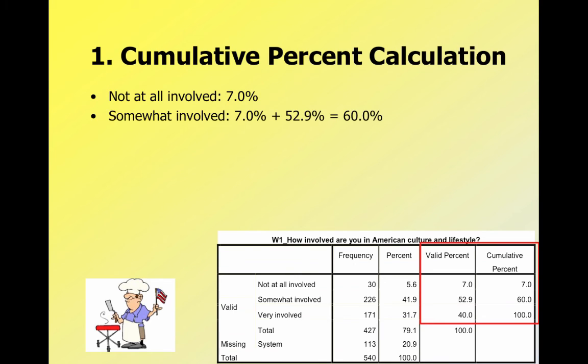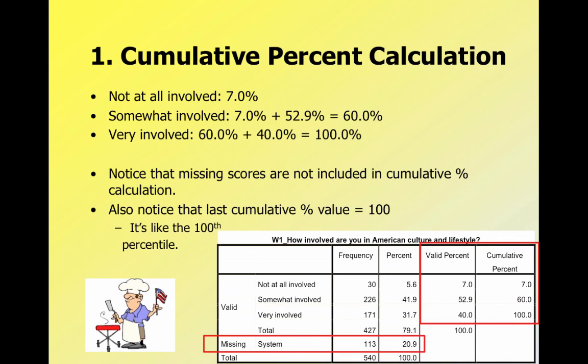And lastly, for our last category, very involved, we're simply going to say there are 60% of people who are not at all involved or somewhat involved. Adding that to the people who are very involved gives us 100% of people who are not at all involved, somewhat involved, or very involved. It's simply how we calculate cumulative percent. So notice that the missing scores or percentages are not included in the cumulative percent calculation. And also, just like percent and valid percent, cumulative percent will always end with 100% at the last row.